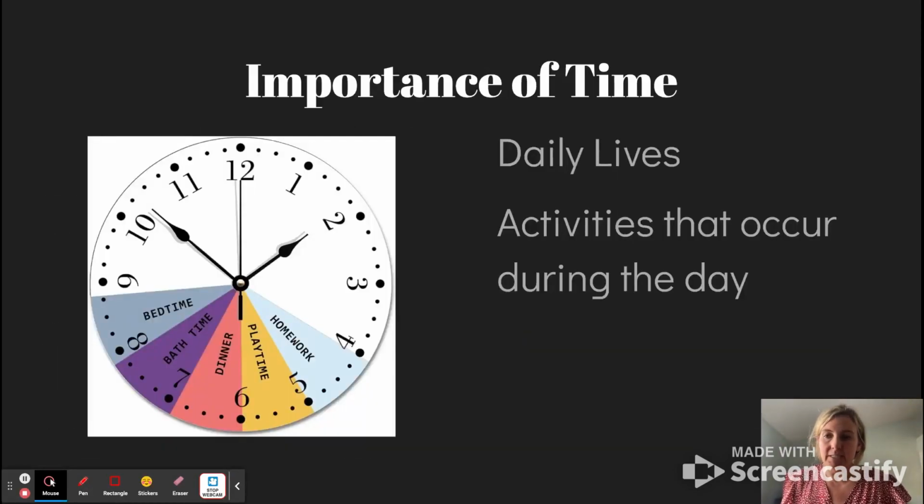So, the importance of time. We use time in our daily lives. Typically, we get up at a certain time each day, we eat breakfast at a time each day, we go to school at a certain time, we have recess and lunch at a certain time, dismissal time, time that we do homework, play, eat dinner, take a bath, and go to bed and start the day all over again. Activities occur at certain times in the day, and that gives our lives schedule and order.